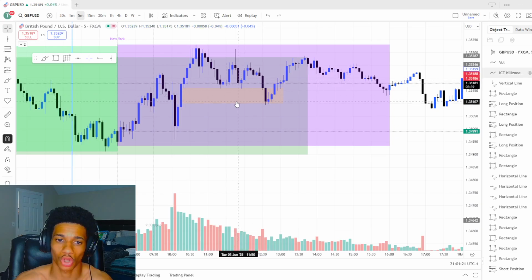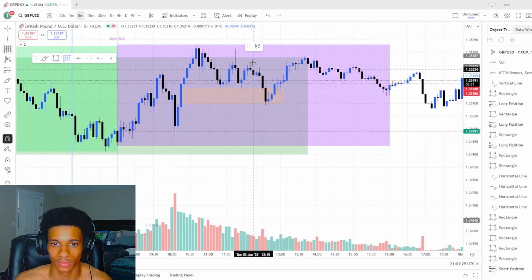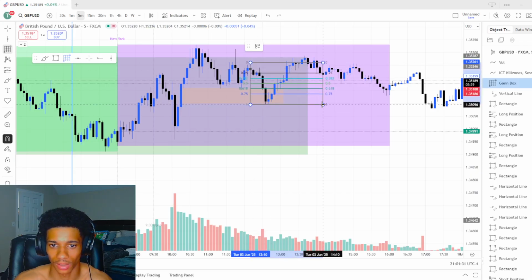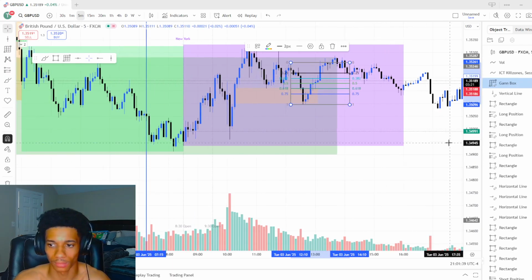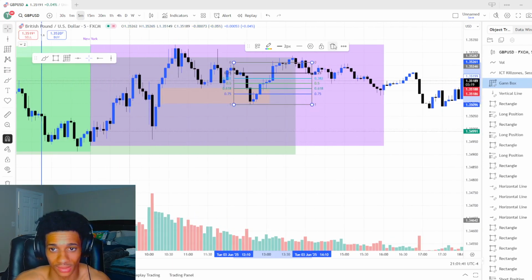And then possibly if this whole inverse fair value gap was taken, I might have waited for equilibrium of this move. Sorry, I had to find my equilibrium. I would have waited for equilibrium of this low and high. I wanted price to come right back around to this 0.38 mark, and then I would have went bearish. I would have shorted it, but price did not do that.